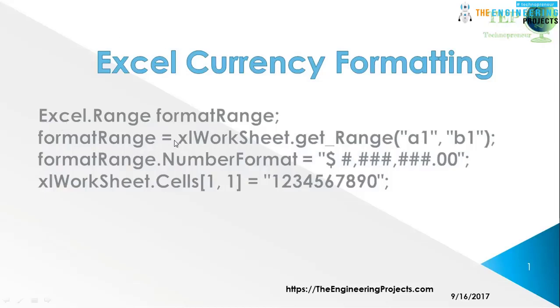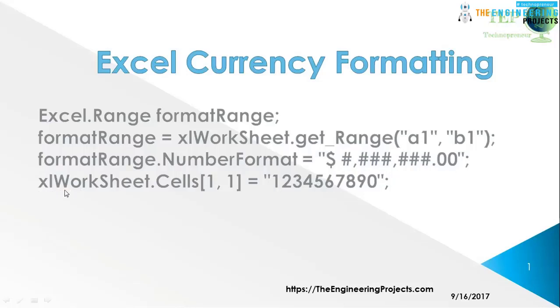Then formatRange is equal to xlWorksheet.get_Range A1 comma B1. This line of code will get the range and put that range in row 1 and column 1. The formatRange.NumberFormat, the format of the content which is submitted to row 1 and column 1, is as this: first $ sign, then first digit, comma 3 digits, comma 3 digits dot 00.